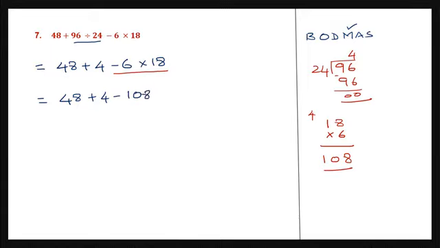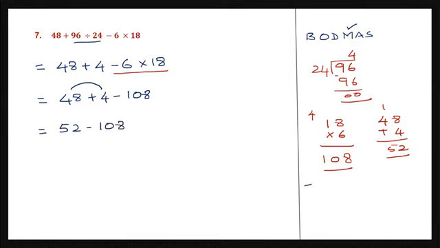Now we need to do addition before subtraction. That means we need to add up these two numbers. So that is 48 plus 4. 8 plus 4 is 12, carry 1, 52. So here we have 52 minus 108. 52 minus 108. So let's do that.